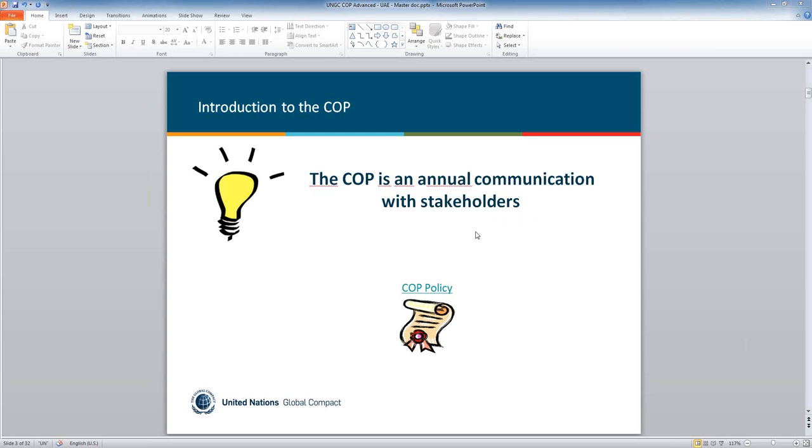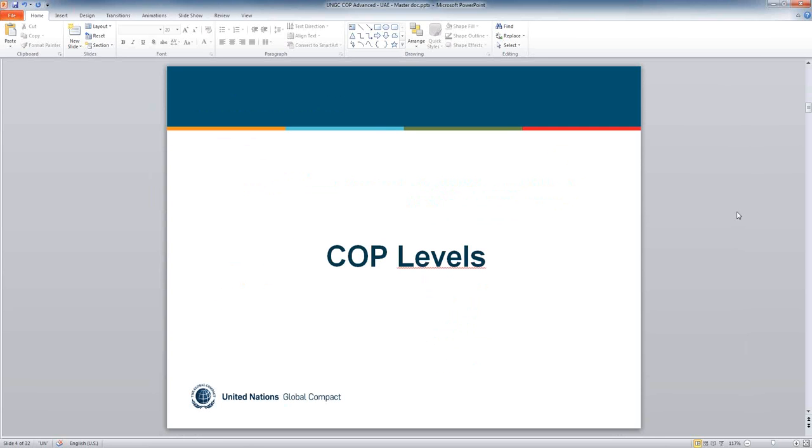A COP is an annual commitment with stakeholders. It's an annual communication with stakeholders. Companies commit to disclose their information on an annual basis. That is like the one-sentence description of a COP. Of course, COP is a whole science. There's a whole department here in the Global Compact working on COP, so it's much more complicated than that. Again, if you have any questions, feel free to ask them. There's a COP policy. When you receive the presentation, you will be able to click on this link and it will take you to the COP policy for you to know all the details about it.